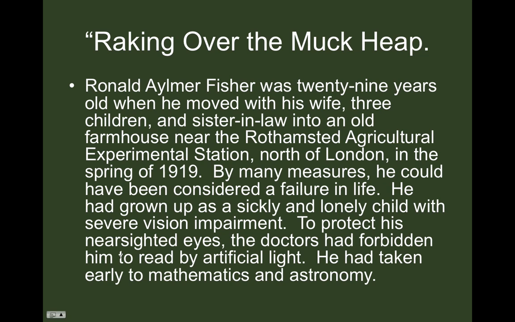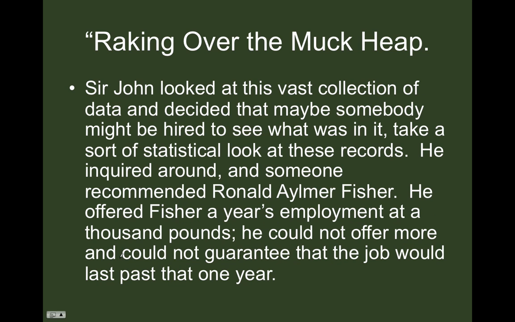Ronald Aylmer Fisher was 29 years old when he moved with his wife, 3 children, and sister-in-law into an old farmhouse near the Rothamsted Agricultural Experimental Station north of London in the spring of 1919. By many measures, he could have been considered a failure in life. He had grown up as a sickly and lonely child with severe vision impairment. To protect his nearsighted eyes, the doctors had forbidden him to read by artificial light. He had taken early to mathematics and astronomy.